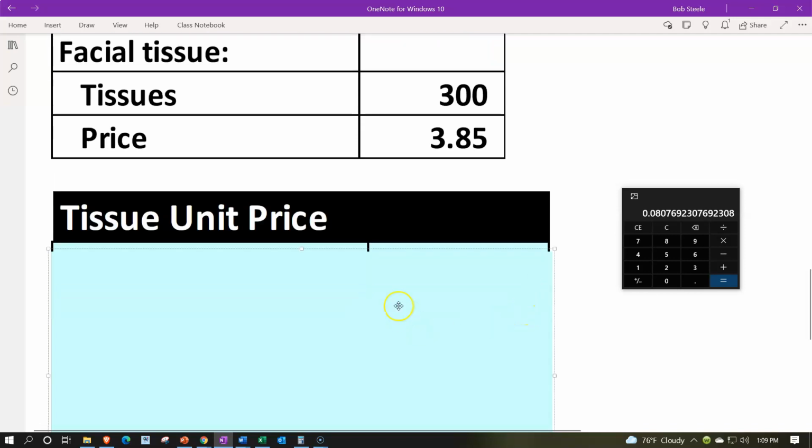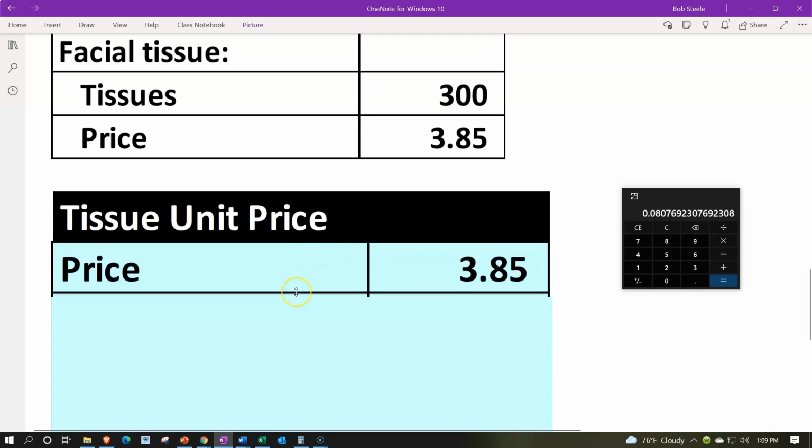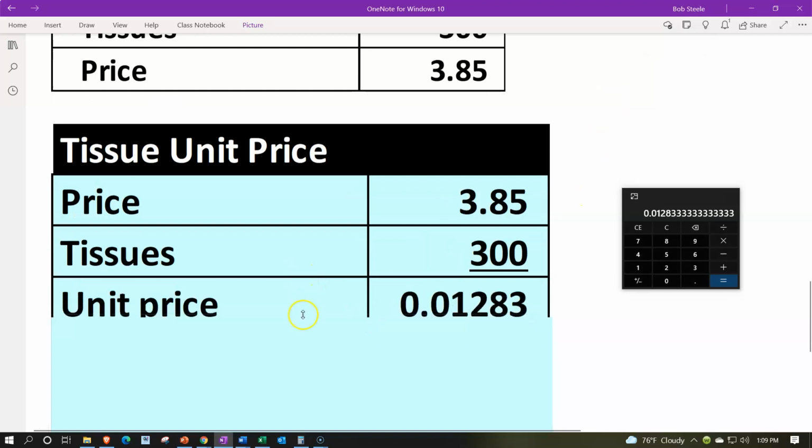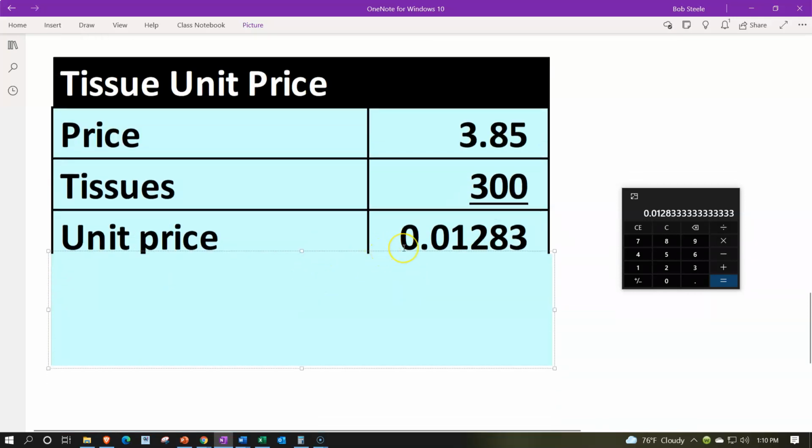So you might see something like this with some types of things that we purchase. We might say the price is $3.85 for the box of tissues. There's 300 tissues in it. So we're going to say, all right, that's going to be 3.85 divided by the 300 tissues, and we get 0.012. And I think that's actually still an expensive price, because that's a penny, a little over a penny.